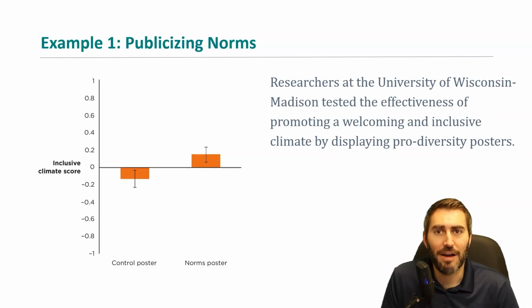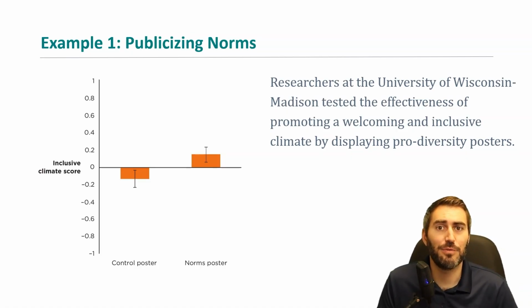If you look at the graph, you can see a clear difference in the results. Students exposed to the control poster had a slightly negative inclusive climate score, while the students who saw the norms poster scored significantly higher in inclusion. This tells us that simply manipulating the visual environment can actually cause a change in people's perception of their community.